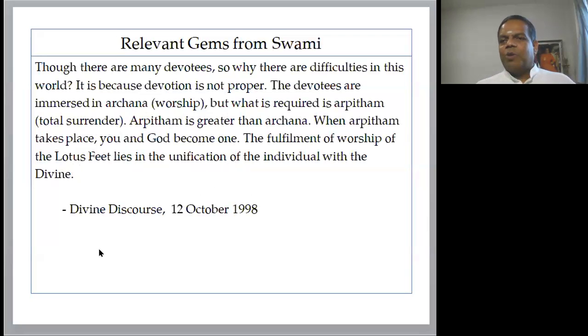So I picked this one because it explains the word arpita. Tadarpita, that comes from the sutra. So Swami is explaining what is arpita. Here, offering one's entire self, which is total surrender in the English translation, but it's the complete offering of oneself. Archana means you take something and worship the Lord, offering flowers. But Swami says that is not proper devotion. The proper devotion is to offer oneself entirely.